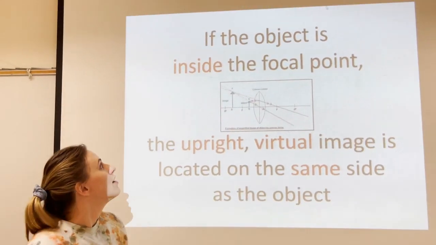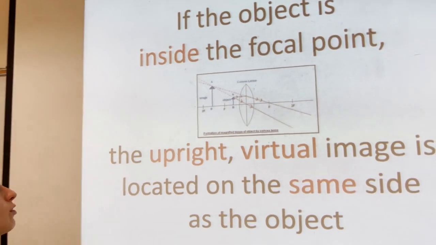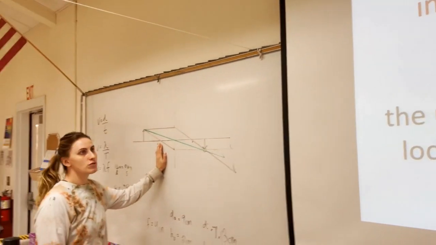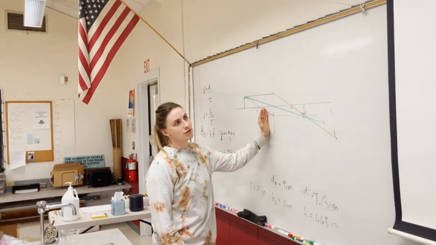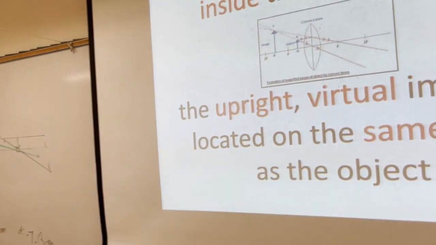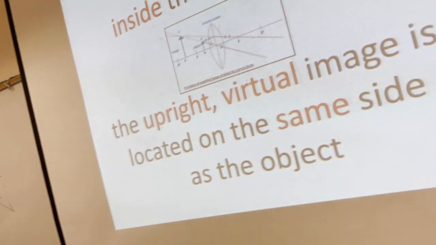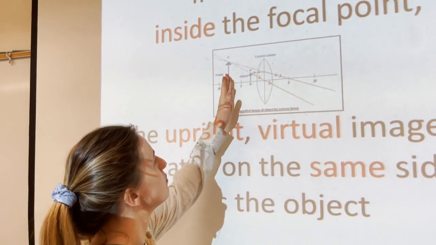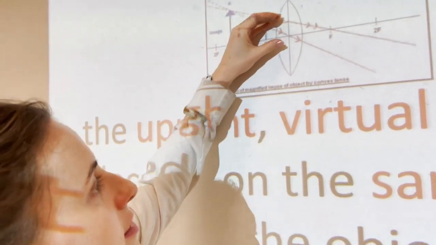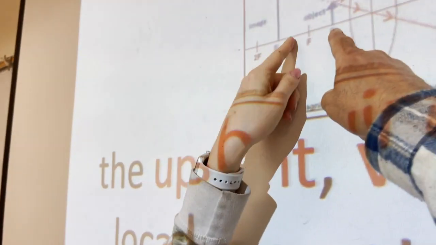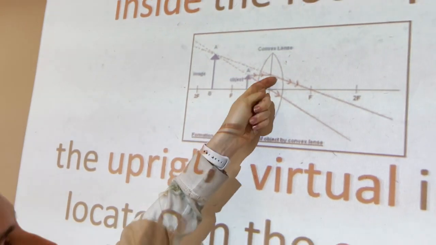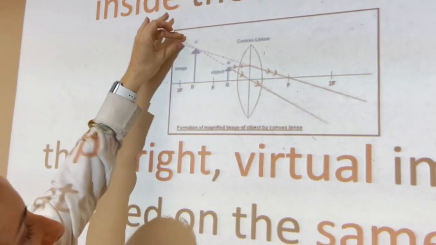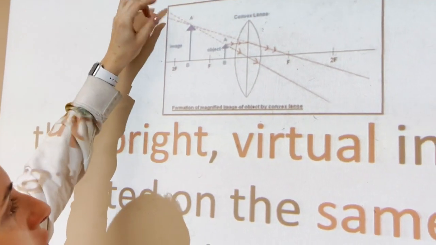So if the object is inside the focal point, so this was, what did we say, 4 was the focal point? If it's inside the focal point, the upright virtual image is located on the same side as the object. Since the object is in front of the focal point, the rays never converge, they diverge. So you have to trace your steps backward.